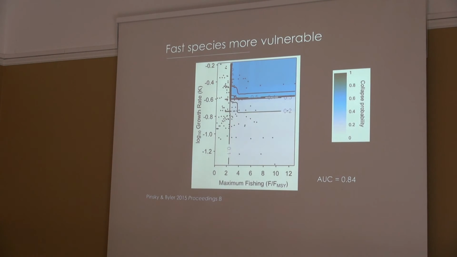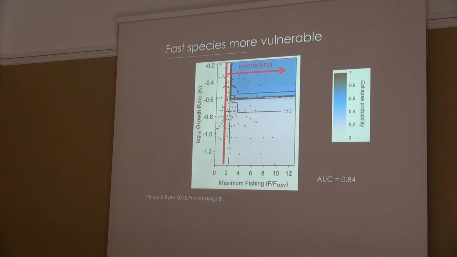I'm going to show you one result right here from these models where we have growth rate on the vertical axis, and then fishing pressure on the horizontal axis. Those are two of the factors I showed you may be important. The colors are the fit from the model. In blue, we see those stocks predicted to have a much higher probability of collapsing. And in white, low probability of collapsing. What we see that's interesting is that at low fishing pressure, growth rate doesn't matter at all.